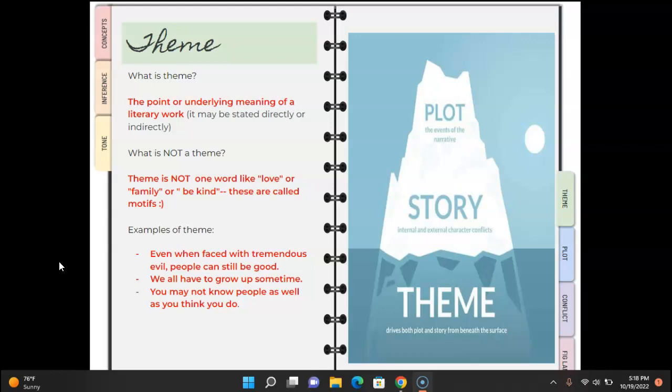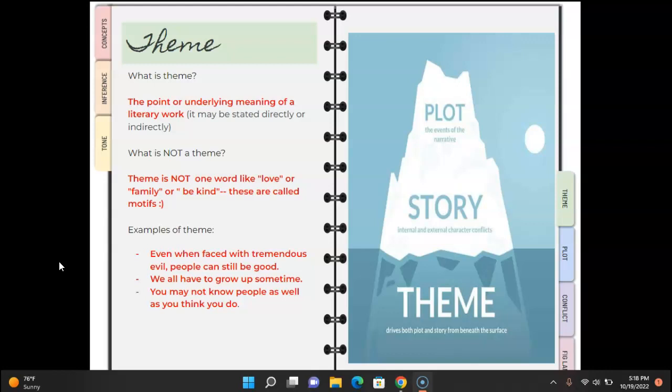Now, what is not a theme? Theme is not one word like love or family or be kind. You may have been told in the past that those words are themes, but in secondary school, so in middle school and high school, we refer to those words as motifs. They can be building blocks for your theme, but they themselves are not a theme.